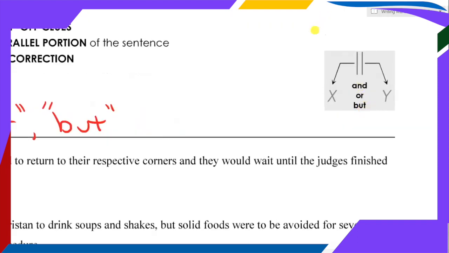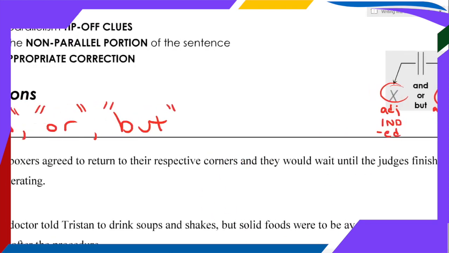We just need to make sure that when we have a conjunction between 2 words or 2 phrases, the 2 words or phrases have the same form. So again, if this is an adjective, this should be an adjective. If this is an independent clause, this should be an independent clause. If this is an ed verb, this should be an ed verb. Again, our x and our y, the 2 things that are paired by the conjunction, should have the same form or part of speech. They should be balanced. They should be parallel.